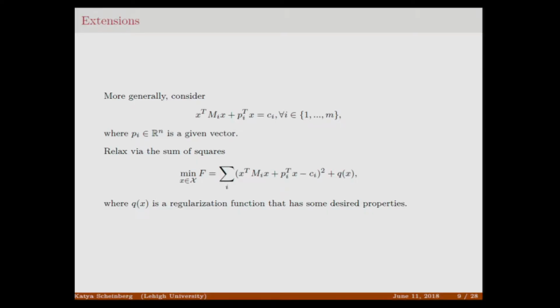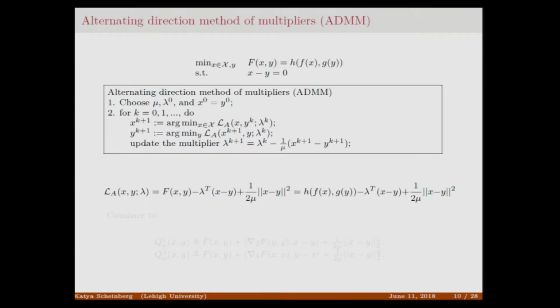More generally, you can have some right-hand side, some additional linear terms, and you can add some regularization parameter to your function. This is fairly obvious. So more generally, we can have this fourth degree term plus other things that are nice. All right, so I'll start with ADMM, and then I'll go to the actual alternating linearization method.